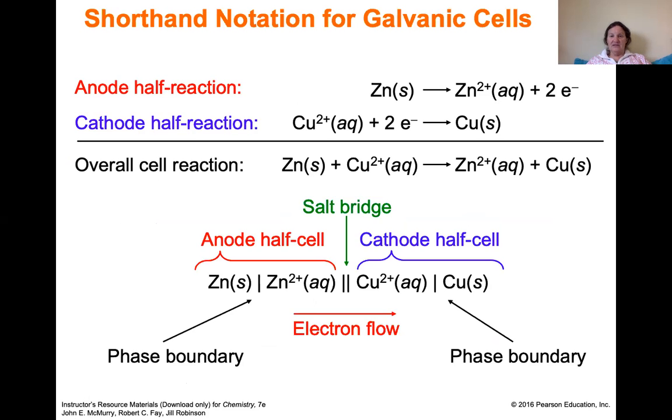So the shorthand notation has a double vertical line for a salt bridge, and then we give the other chemistry. So notice if we go anode to cathode, the chemistry makes sense. It's zinc solid as a reactant going to zinc 2+, and the other half reaction is Cu2+ going to copper solid. So this direction for the shorthand represents the chemistry of our cell.